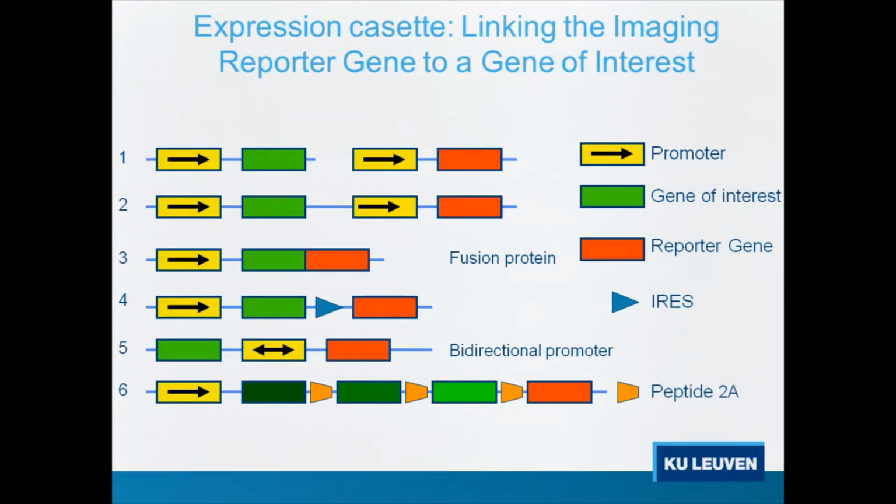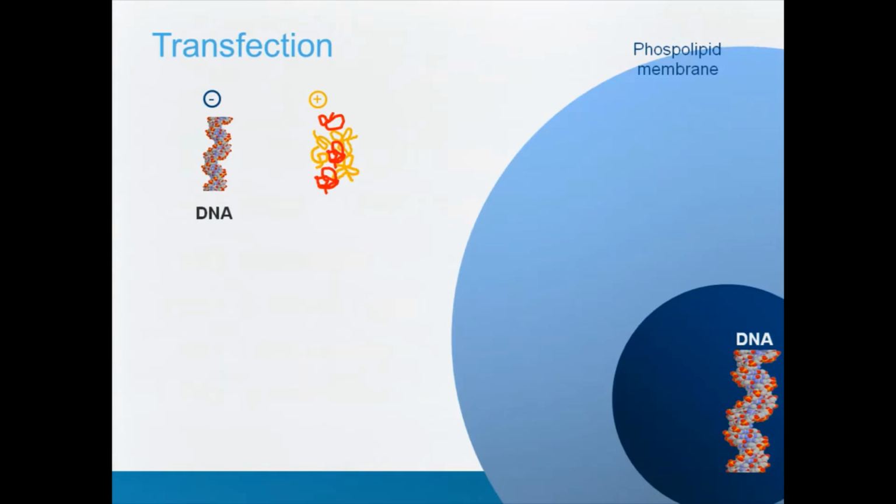And in our lab, we have been using these peptide-2A sequences to generate triple fusion reporter probes encoding fluorescent, bioluminescent, and PET reporter genes that are then each expressed in an independent manner. So you don't get a fusion protein, you get 3 independent proteins. Now, this is the first part of the answer to the real question I got from the organizer. So how do we get the genes now into the cells?